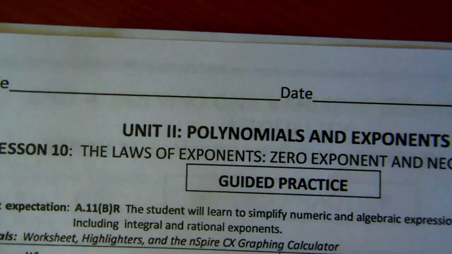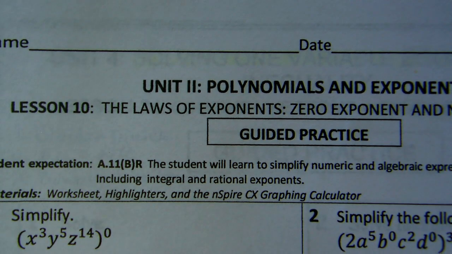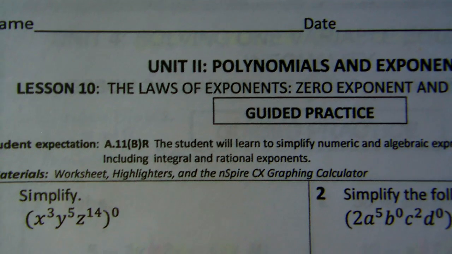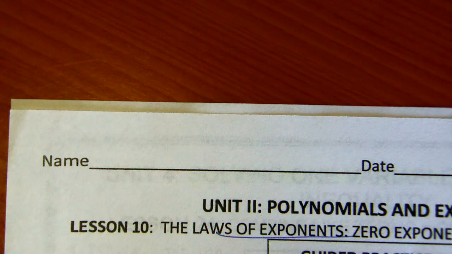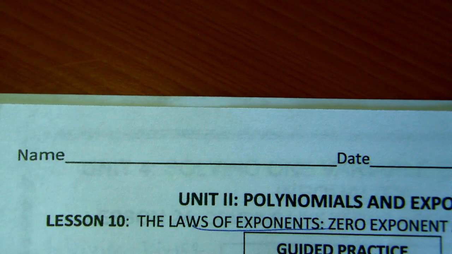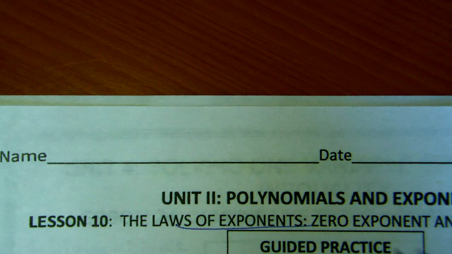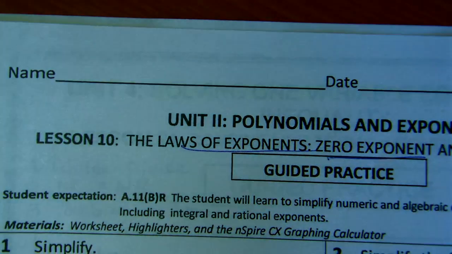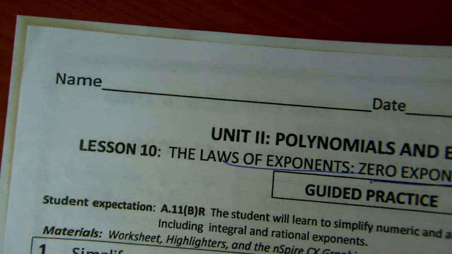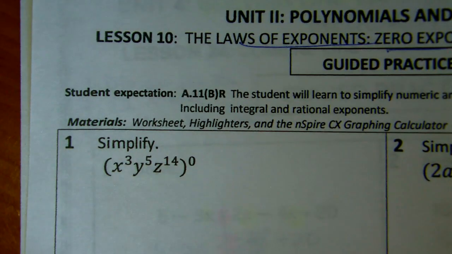Guess what? This is our last guided practice. Today we're going to cover only these 6 exercises. Now we're doing the laws of exponents, the applied problems, with the zero exponent and the negative exponent. These are longer polynomials compared to the first exercises that you did, all right?